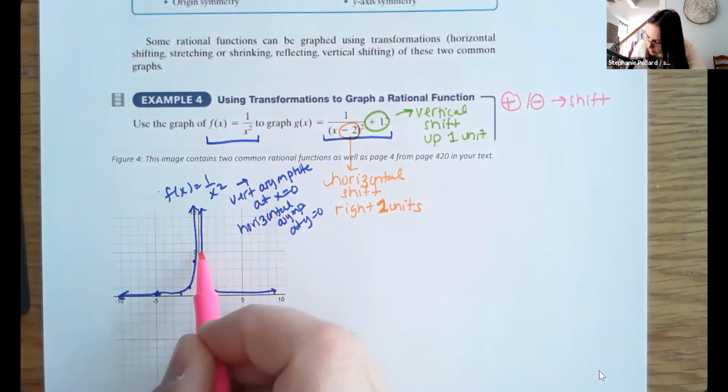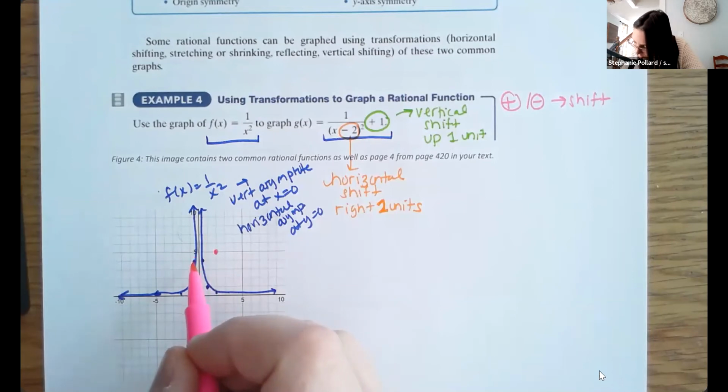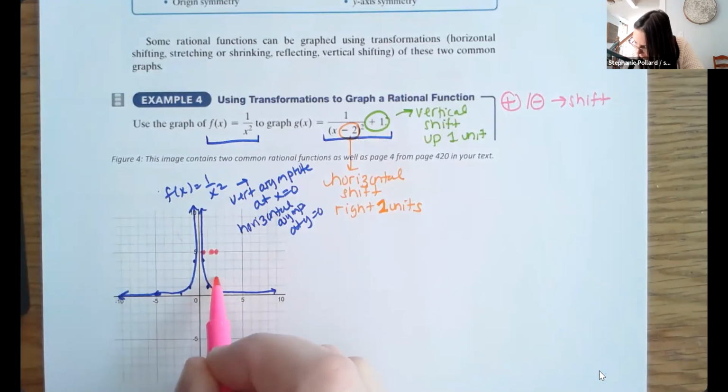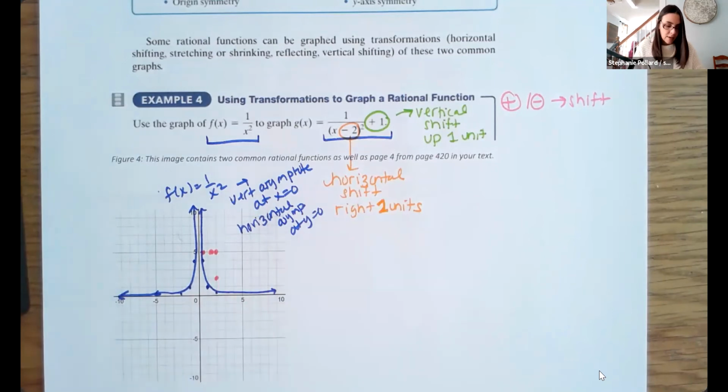So I'm going to go up 1 and right 2, up 1. Sorry, that should be right here. Up 1 and right 2. Up 1 and right. Oops, you know what? Let's do a different color because I'm making silly mistakes. Let's do green.